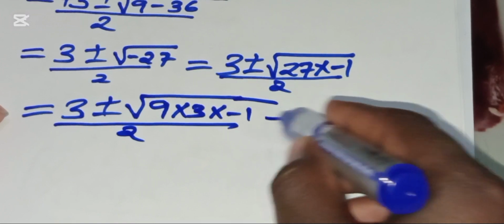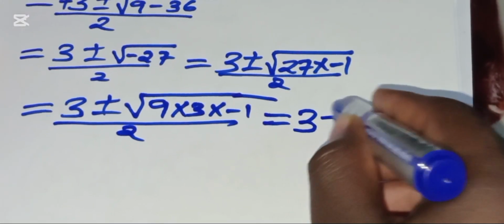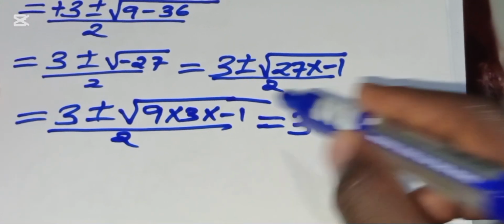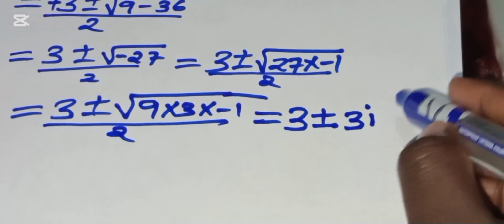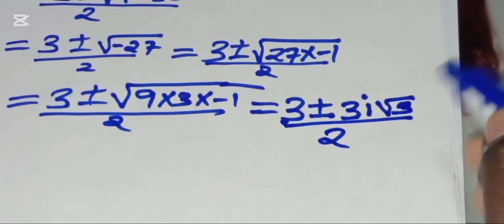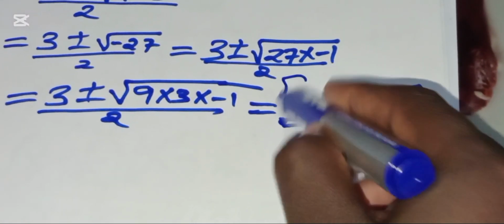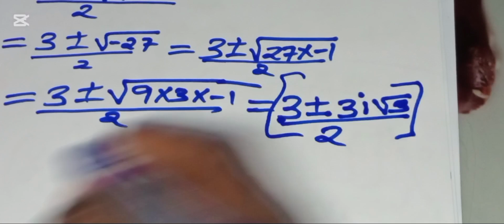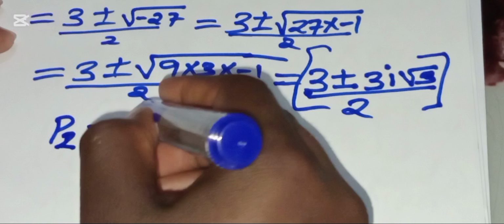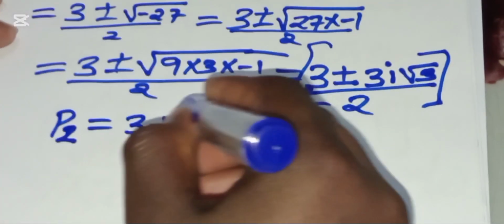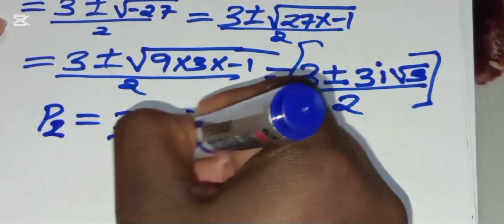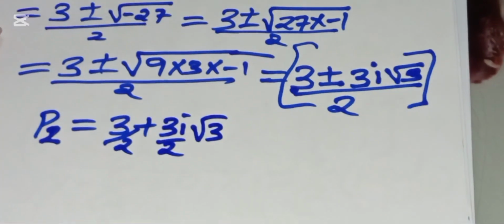Now from what we have here, this is 3 plus or minus the square root of 9, which is 3, the square root of negative 1, which is i, and then we have the square root of 3, divided by 2. So in this case, we have 2 complex roots. So that means that P2 is equal to 3 over 2 plus 3i divided by 2 square root of 3.